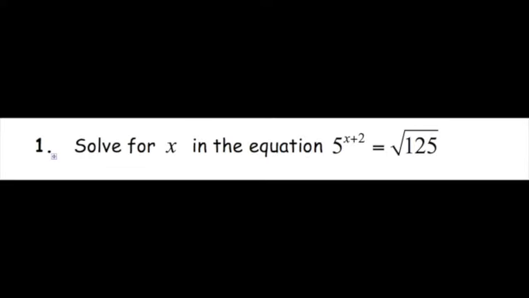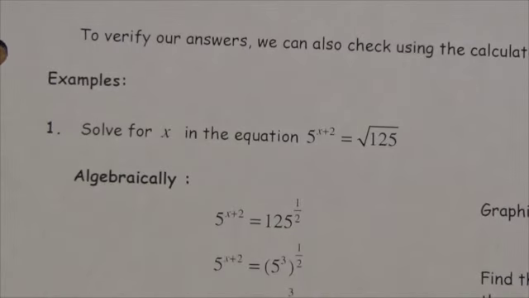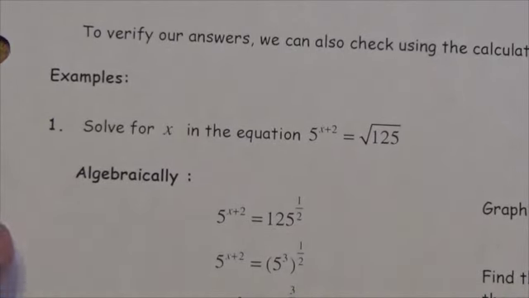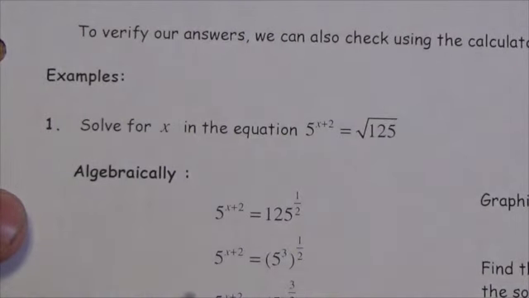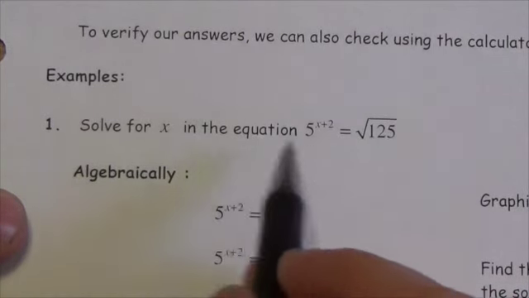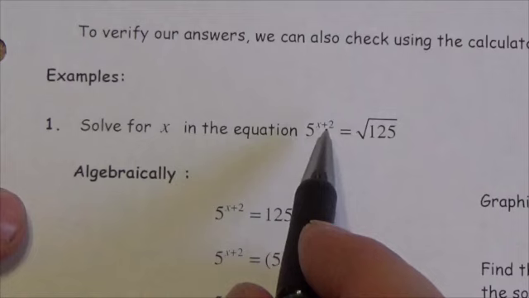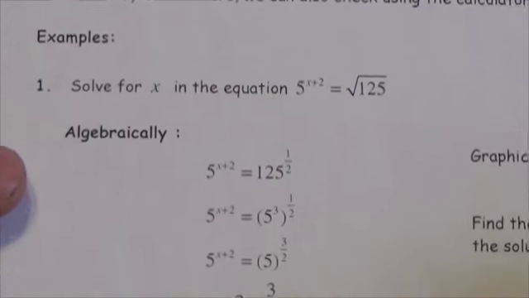Now we'll take a few moments to look at how you might use your calculator to help you solve the same equations. Solve for x in the equation 5 to the x plus 2 is equal to the square root of 125. Okay, now that we've taken a look at how to do this algebraically, we're going to take a quick look at a calculator solution here. So let's say that this was the question. Solve for x in the following. We have 5 to the x plus 2 equals the square root of 125.